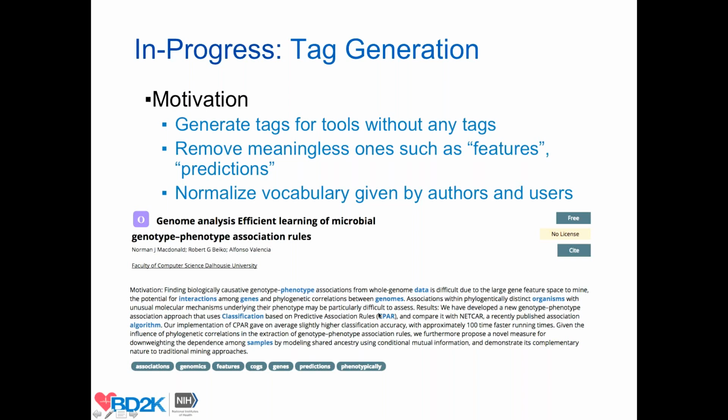Here is an example about pseudonym analysis efficiency learning. And you can see there are some tags listed here. The tags like features, like the predictions, are meaningless. So we want to remove these meaningless tags and add some more important keywords here. And this example will be continued in the following.